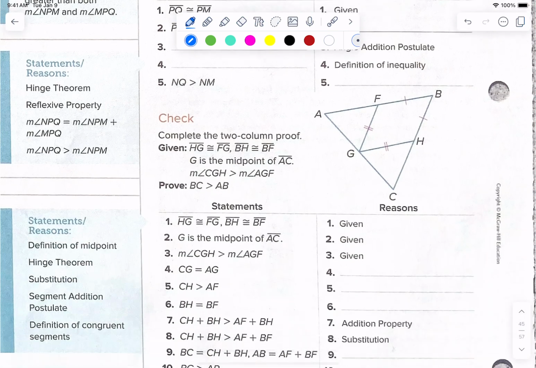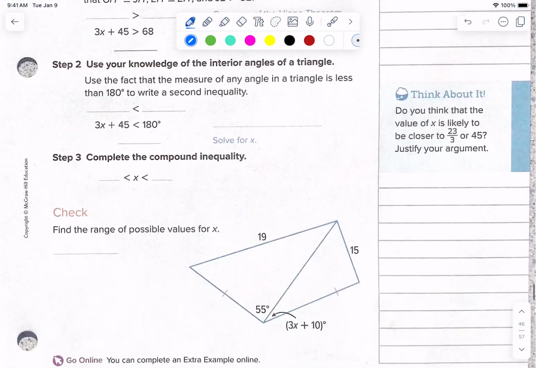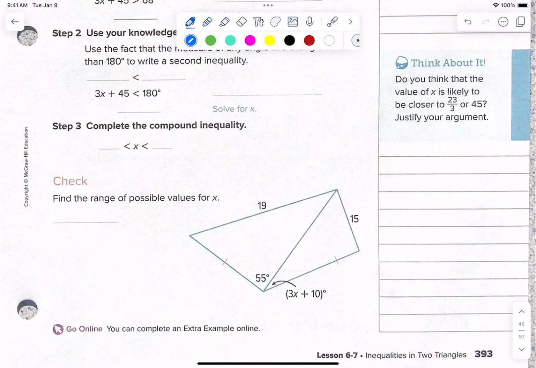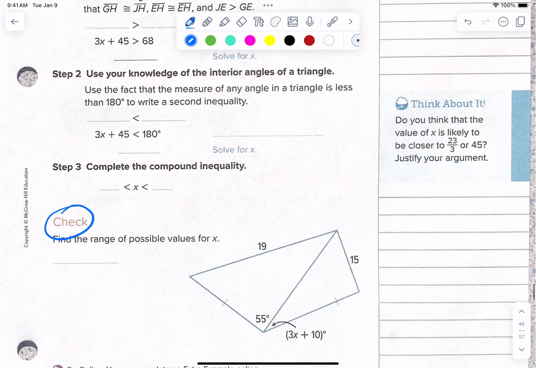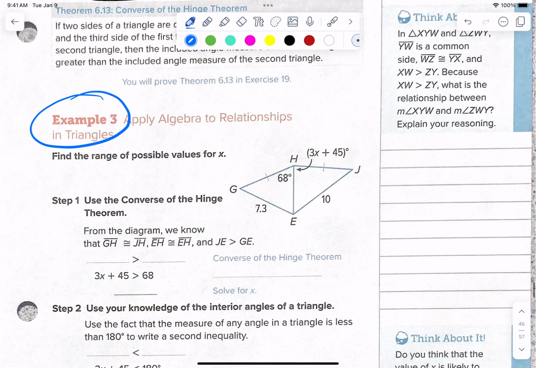All right, we're gonna skip example 2. Let's go down to example 3, and we're gonna do 3, and we're gonna do the check also. So we'll do this guy, and then we'll do this check down here, and we'll show you how this works, okay? Here we go. Ready?